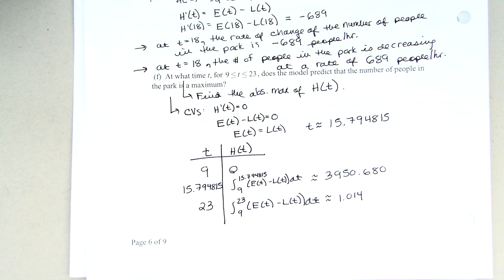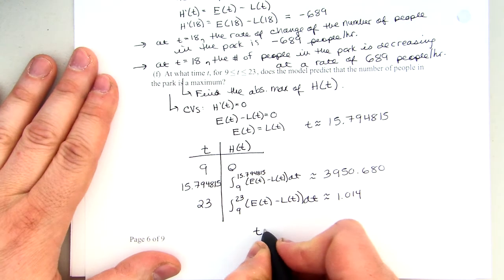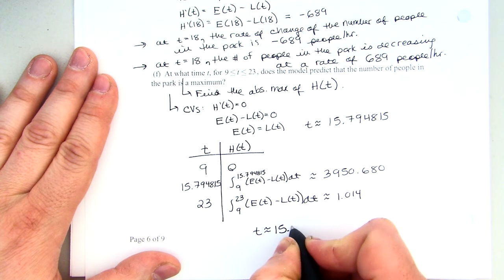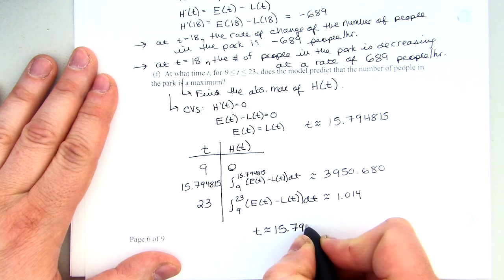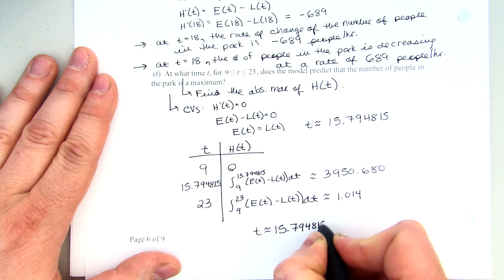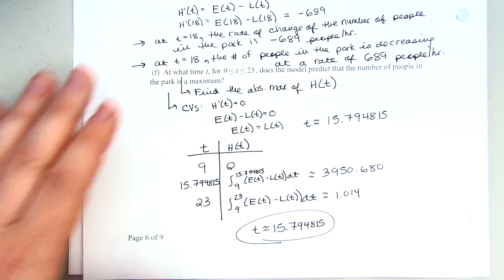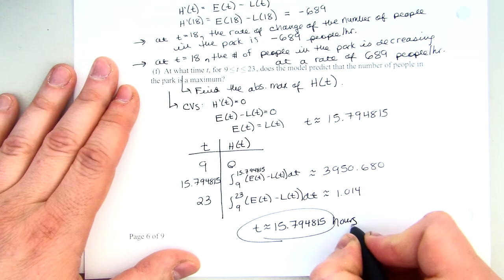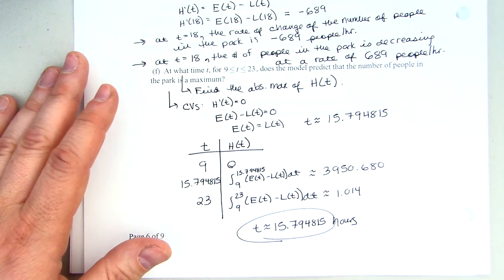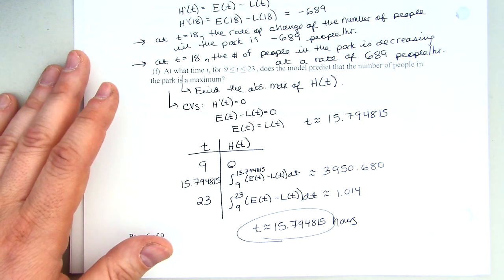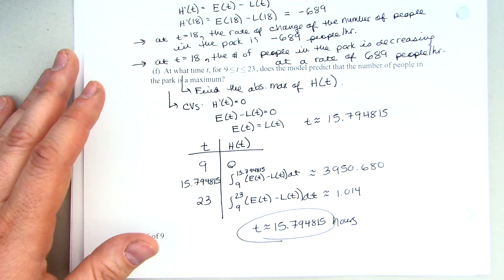What's the answer? They wanted a time. When is that time? We're just going to give it as a t value: 15.794815, because I don't feel like rounding, but 3 places would be fine. Hours. What was that? 795. Yeah, okay, fine.